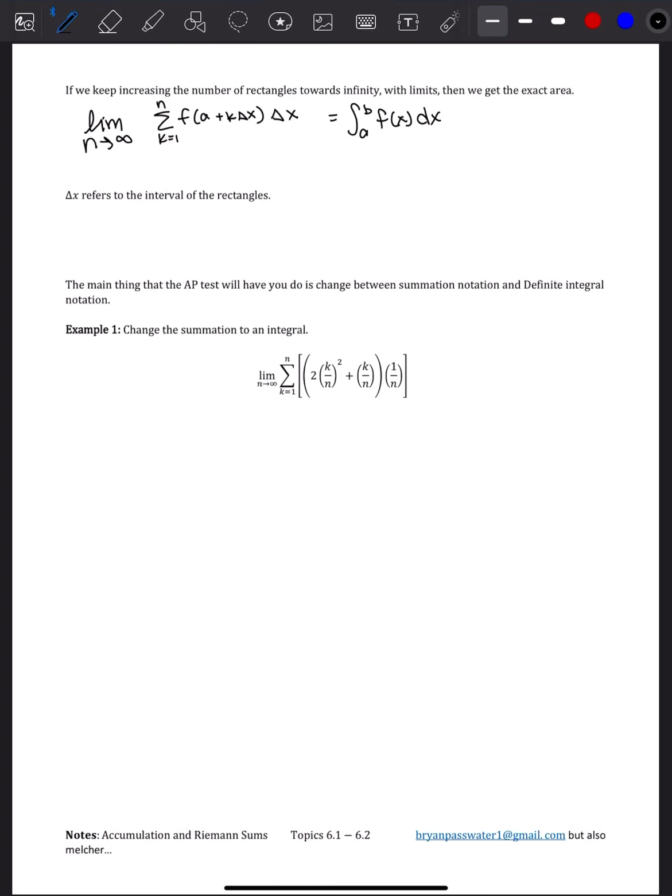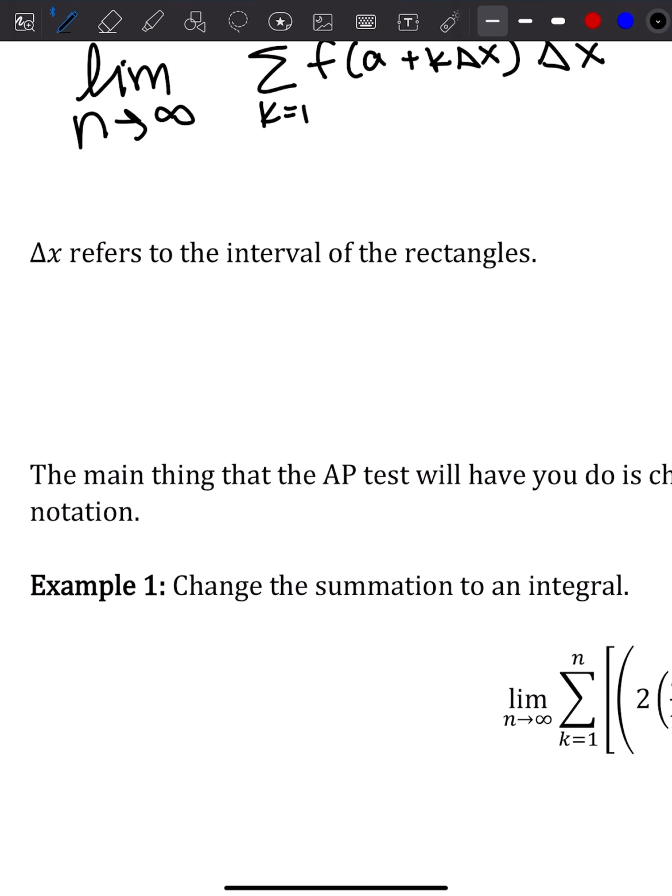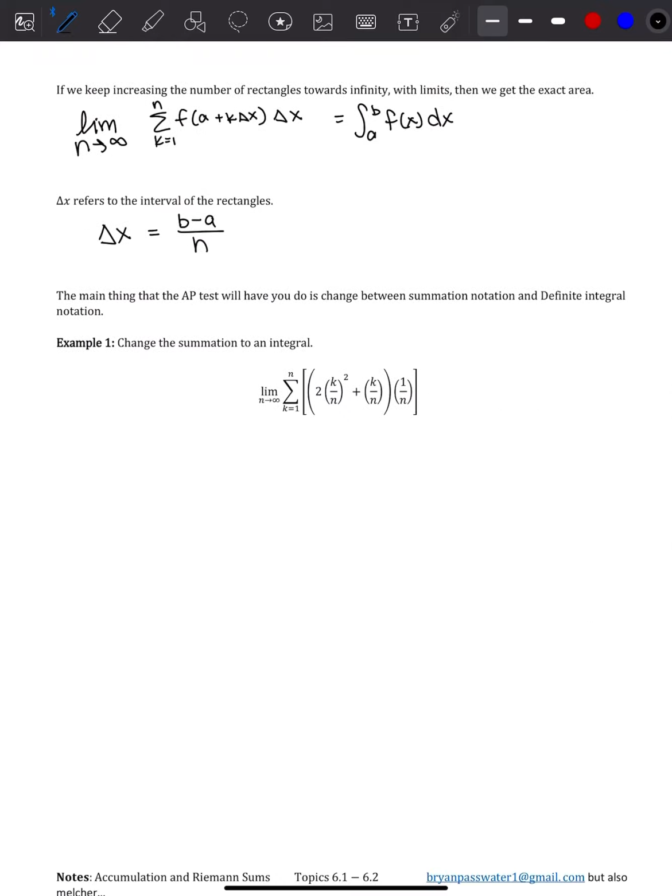So one thing that we need to know is, what does delta x refer to on our interval of rectangles? So when we're talking about delta x, that change in x, we're going to be looking at the distance between our endpoints, so b minus a, divided by the number of rectangles we want, so b minus a over n. This is all going to be what helps us change these sigma notation and integrals.